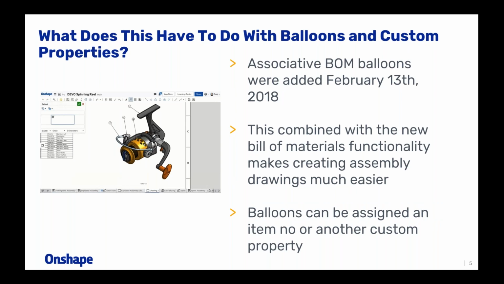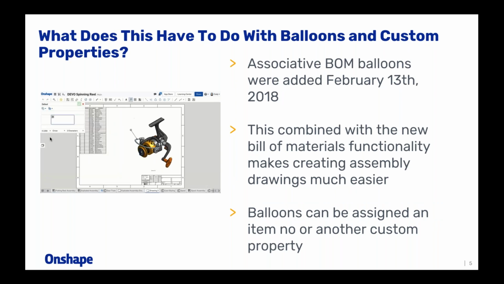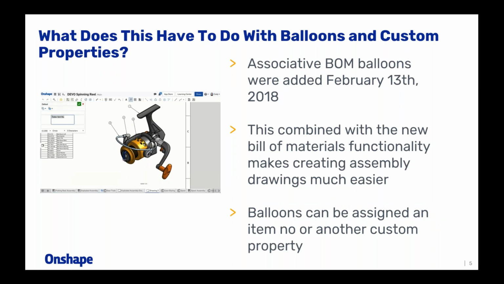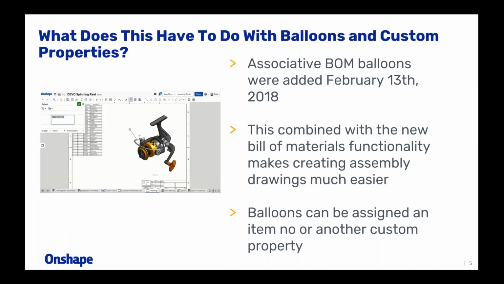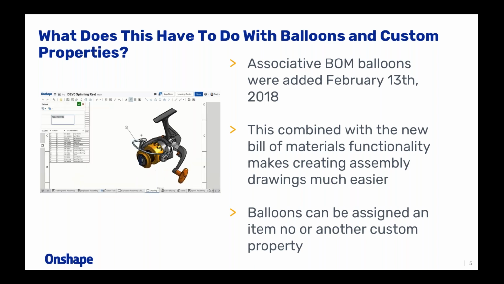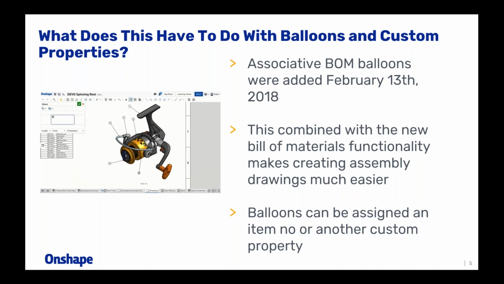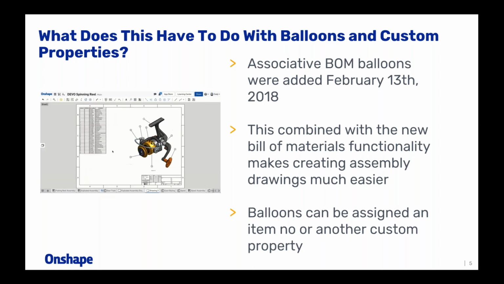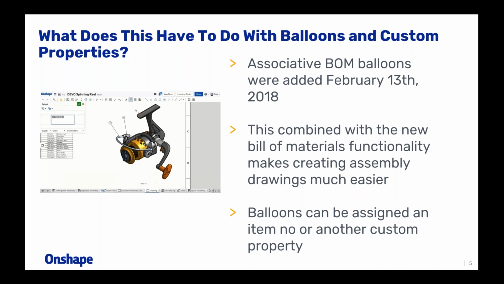So, final slide. What does this have to do with balloons and custom properties? Well, in the past, the workflow for creating assembly drawings has been somewhat cumbersome. You had to manually insert tables for the bill of materials, or use an app like OpenBOM to generate your bill of materials and insert that into Onshape. We didn't have a native bill of materials function. So if all you were looking for was a simple bill of materials, we didn't have a native tool for that. We, of course, now do.